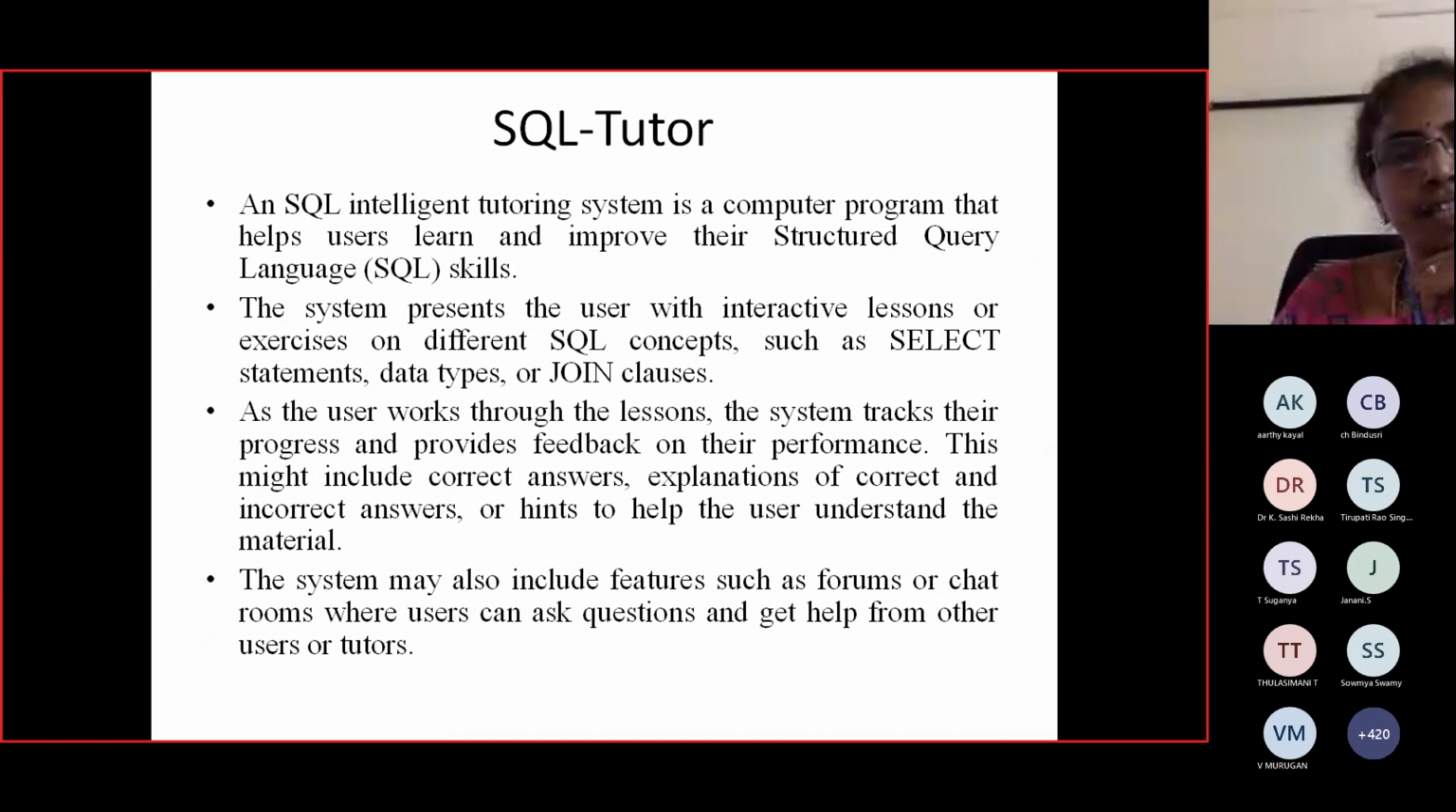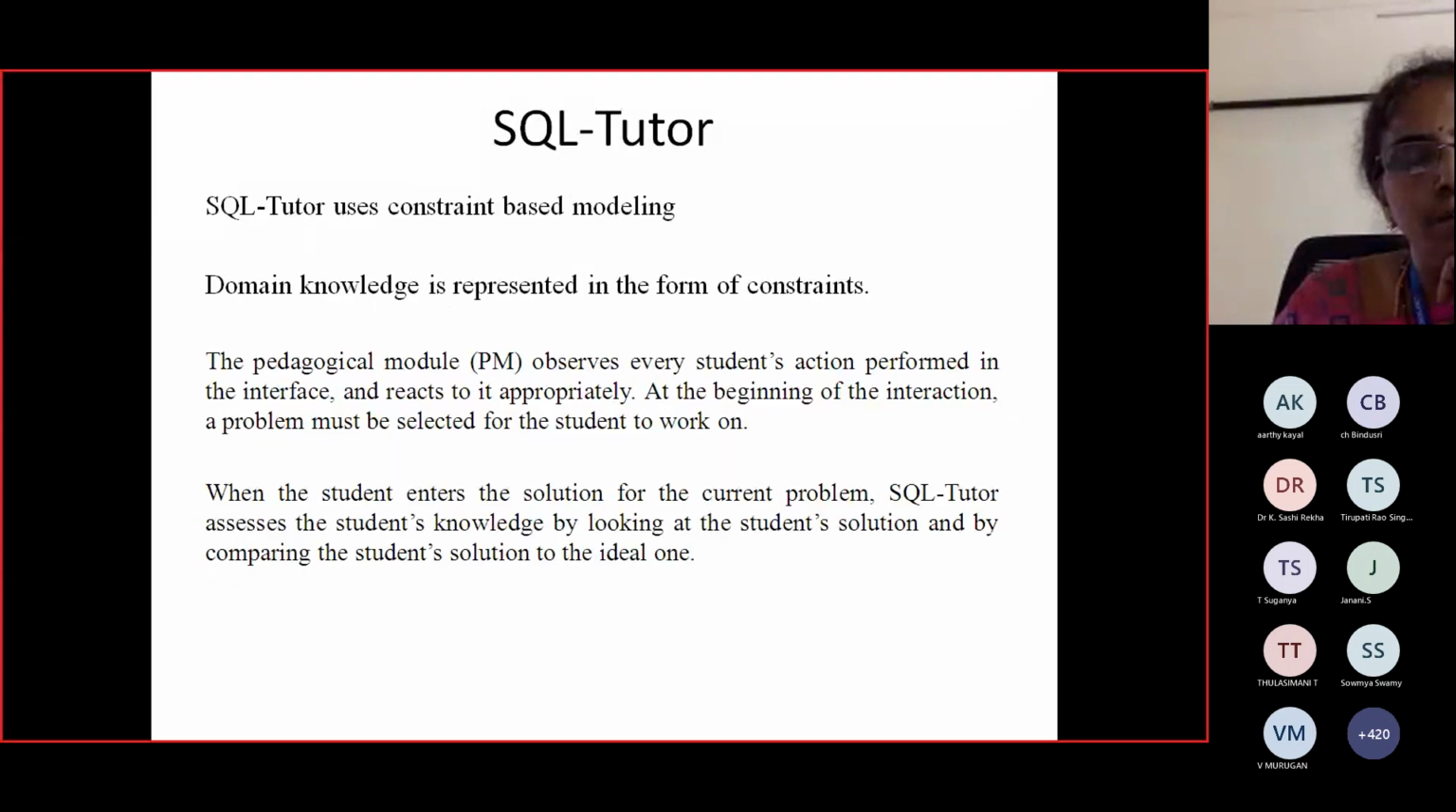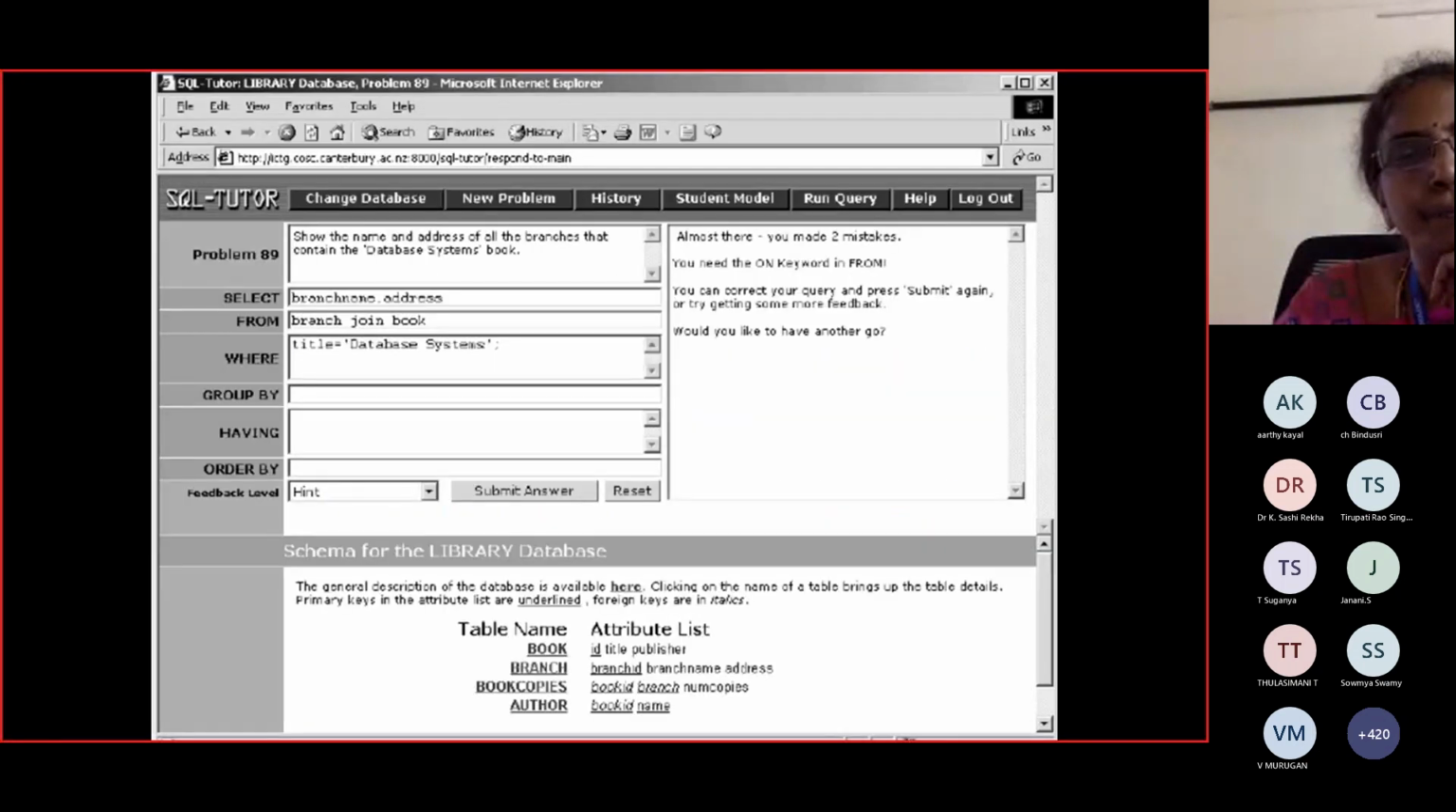So another is this SQL tutor. So please go to the interface, the diagram part of this. Yeah, this SQL tutor is mainly for teaching SQL queries to the students. And actually this is a constraint-based tutoring system. And in this tutoring system, you can see a problem has been asked.